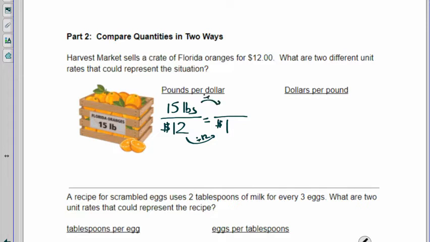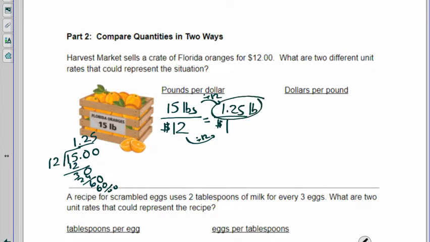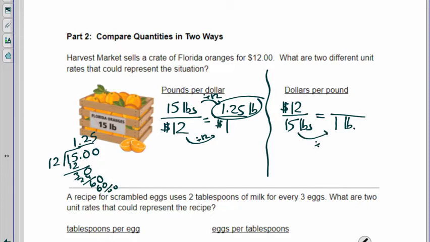I can do that if I do the same to the top. Coming over to the side, I divided 15 by 12, and what I get is 1 and 25 hundredths pounds. So it's 1 and 25 hundredths pounds per dollar. I could also find the dollars per pound. So I have $12 for 15 pounds, and I want to get it per 1 pound, so I got to divide now by 15. So 15 goes into 12, that's 8/10, and 8/10 is actually 80 cents, right? 8 times is 80 cents. So it's 80 cents per pound.